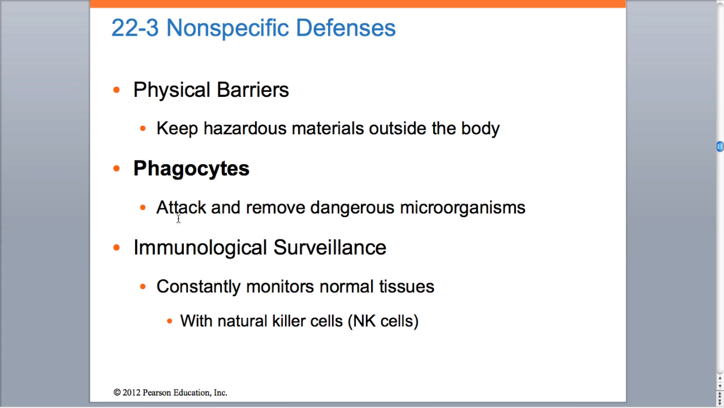Phagocytosis, we've already talked about. That's my level 2. Then we talk about natural killer cells that are always looking out. Again, they are non-specific, so level 1. Okay, next slide.